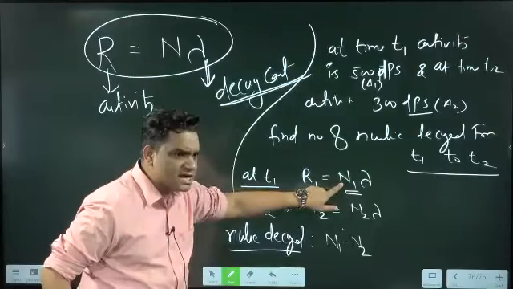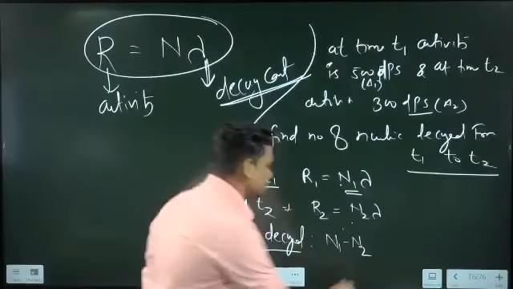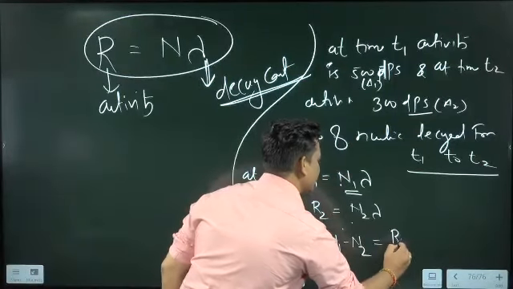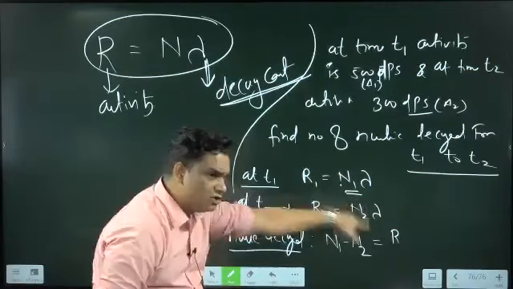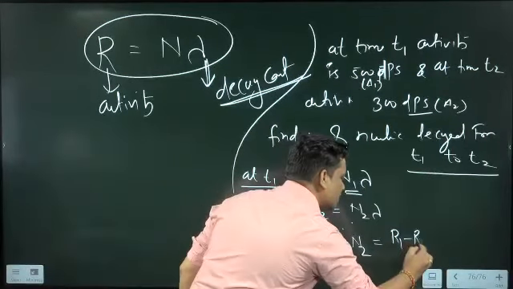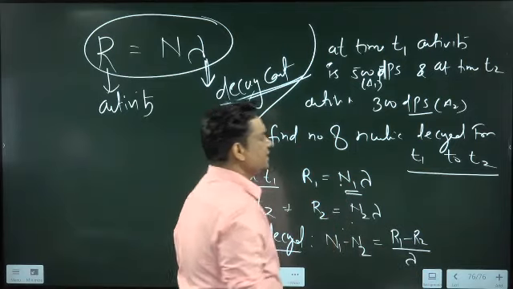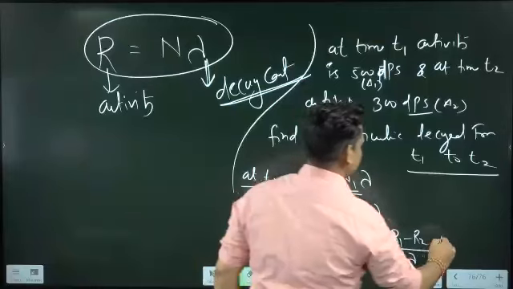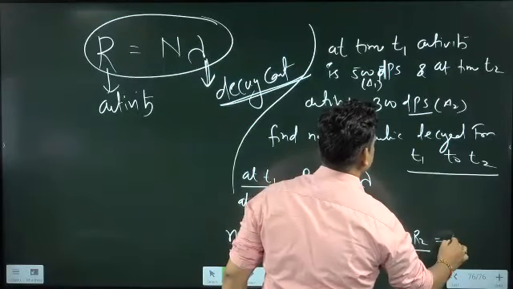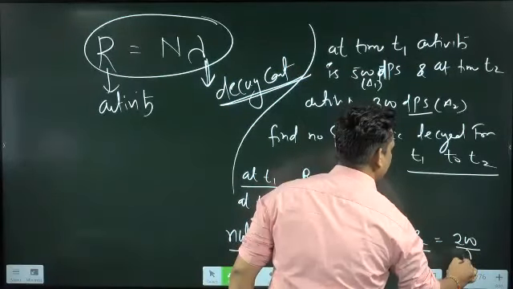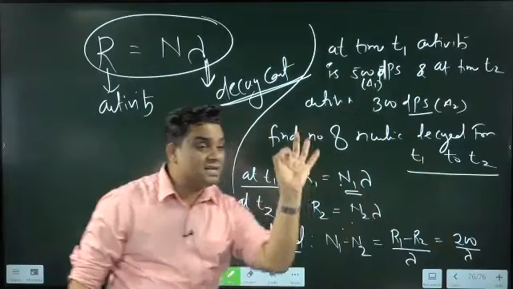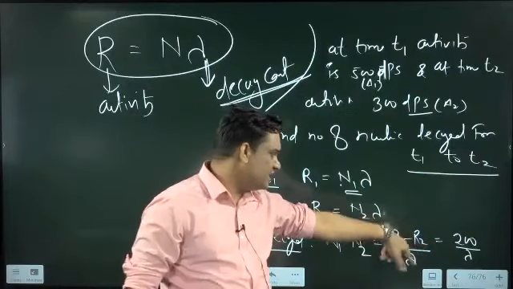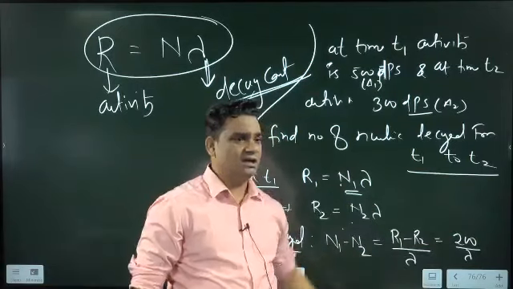Here N1 nuclei were there, here N2 are left, so N1 minus N2 will be equal to R1 by lambda minus R2 by lambda. Directly I will write here (R1 minus R2) by lambda, and they are giving (A1 minus A2) by lambda. We can put the values also. This is 500 minus 300, 200 by lambda. Everyone knows 1 by lambda is the T average. You can put the value, you will get the answer here.